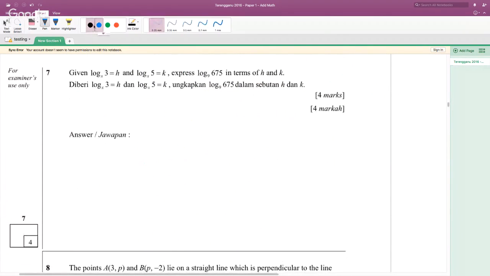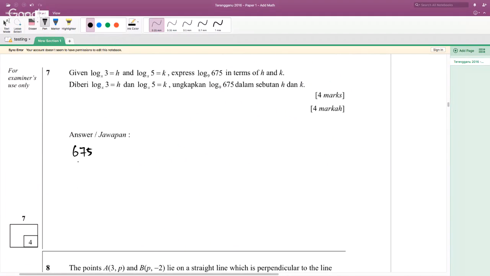Okay, this question. log x3 equals h and log x5 equals k, and express this one in terms of h and k. So you have to know, can 675 be divided by how many 3s and 5s? Of course, you can use a trial and error method on the calculator, but I'm going to teach you some faster and easier methods here.